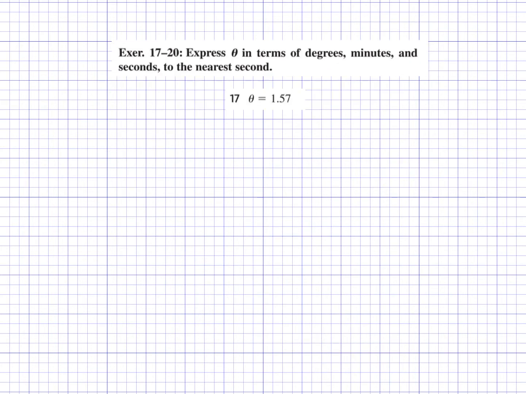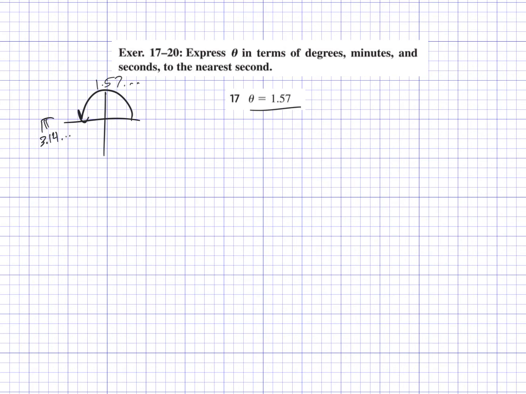Theta in terms of degrees, minutes, and seconds to the nearest second. Now we want degrees. This isn't in terms of pi; pi is already factored in. So just a quick lesson here. That's 1 pi, and pi is 3.14. So if theta is 1.57, half of 3.14 is 1.57. So really that's going to be 90 degrees. Let's show that 1.57 is close to 90 degrees because it's not exact.